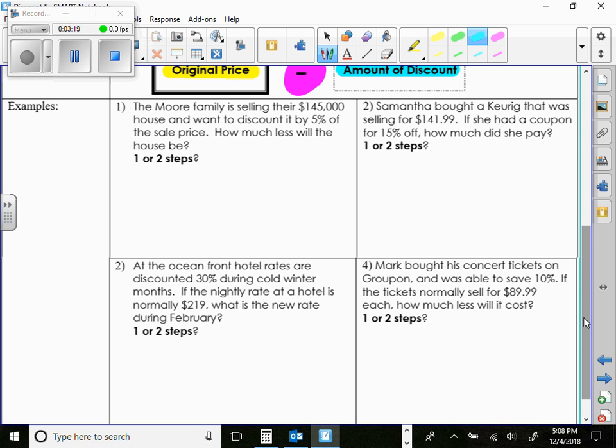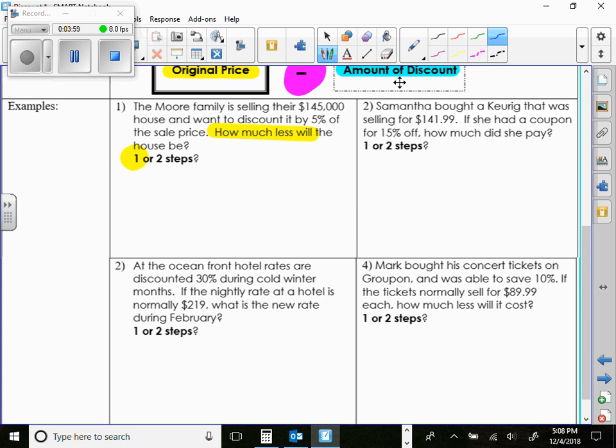So question number one, the Moore family is selling their $145,000 house and wants to discount it by 5% off the sale price. How much less will the house be? We're going to identify first if it's a one-step or two-step, and we're likely to find that information in the question itself. It says, how much less will the house be? So they're not asking us to find the new selling price of the house, but only how much less it will be. So this is a one-step problem.